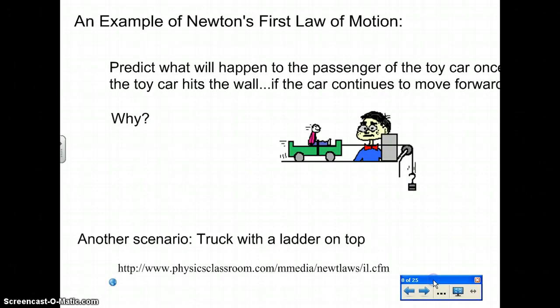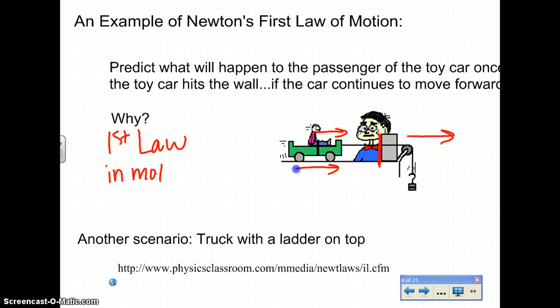Next thing here, predict what will happen to the passenger of the toy car once the car hits the wall, if the car continues to move forward. Well, if the car is moving forward and the passenger is moving forward, what would happen to the passenger if the car has to stop once it hits this wall right here? The passenger is going to try to continue to move forward. Why would the passenger continue to move forward? Because of Newton's first law, right? The object in motion wants to stay in motion.